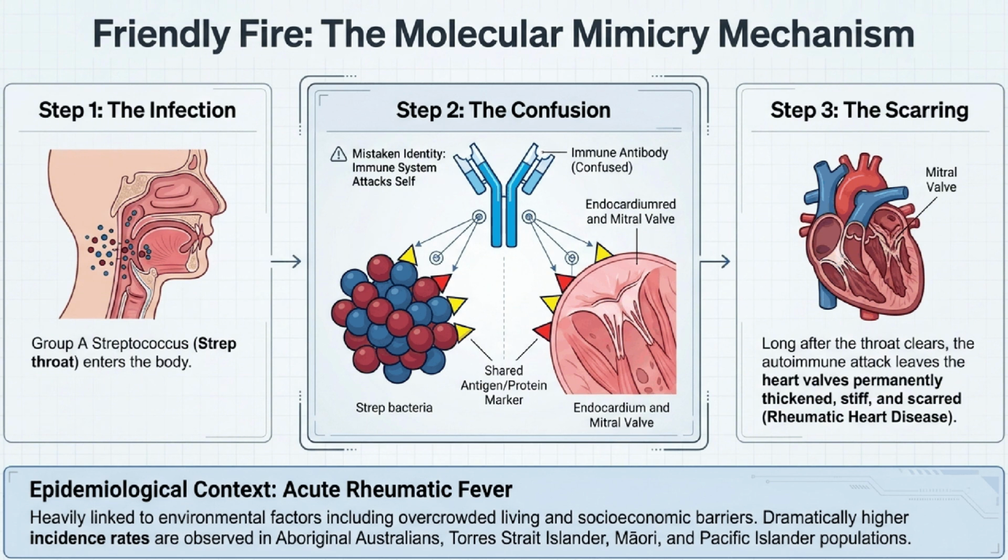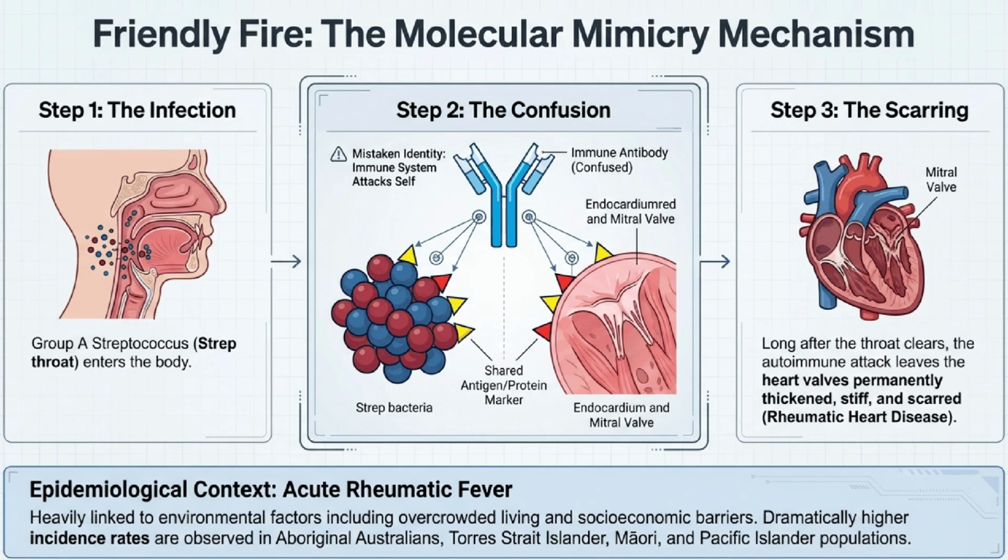So long after the sore throat is cleared up, those circulating antibodies get confused. They lock onto your own heart valves and initiate an inflammatory attack. That's terrifying. And the statistics in the sources show this primarily affects kids and young adults like 5 to 20 years old. But this isn't a disease distributed evenly across populations, is it? No, not at all. Rates of acute rheumatic fever are dramatically higher among Aboriginal Australians, Torres Strait Islander people, Maori, and Pacific Islander people. And that's linked to environmental factors. Heavily. It's linked to overcrowded living conditions and socioeconomic barriers that foster the rapid transmission of that initial strep infection.